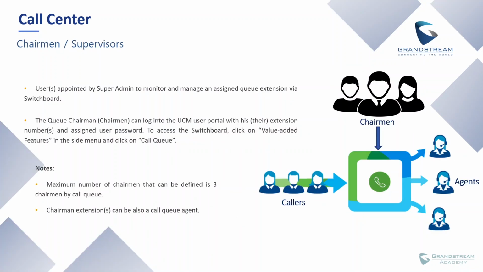For each one of the created call queues, you can assign 1, 2, or 3 chairmen, who are basically the supervisors of the call queue and its agents, and they can also act as agents when needed. The queue chairman can log into the UCM user portal with their extension numbers to check all the details about agents, the calls received by the call queue, and all other statistics.